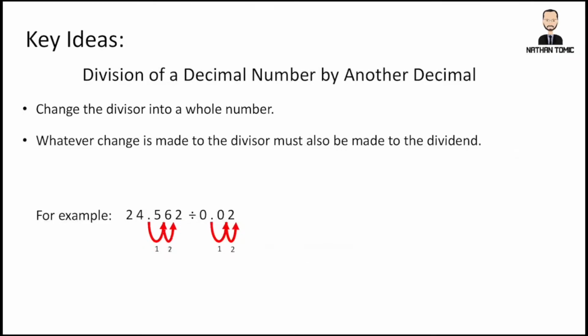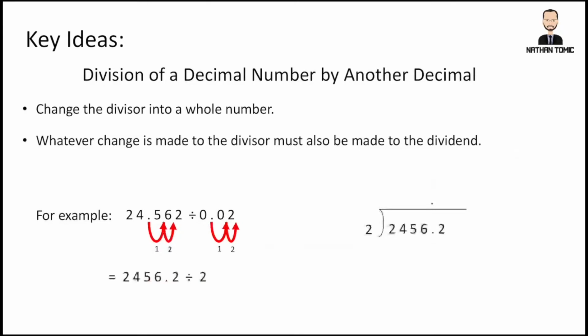So we end up with the equation of 2456.2 divided by 2. Now they are equivalent equations, so we can use the equal sign. And now that the division is by a whole number, we know how to do that. So we set up our equation as before. Again, I like to put my decimal point straight in. And now we just do our division.